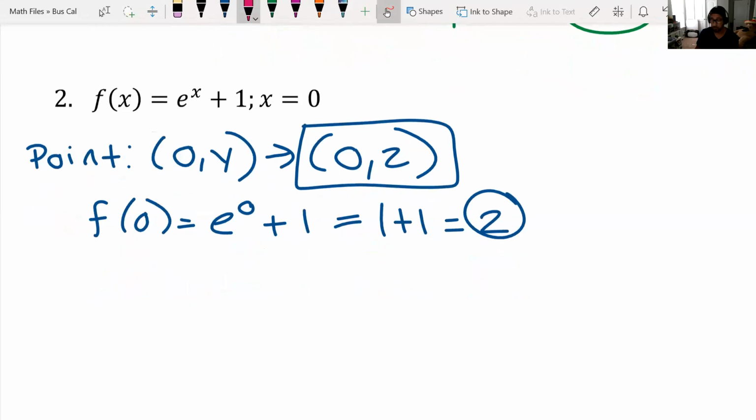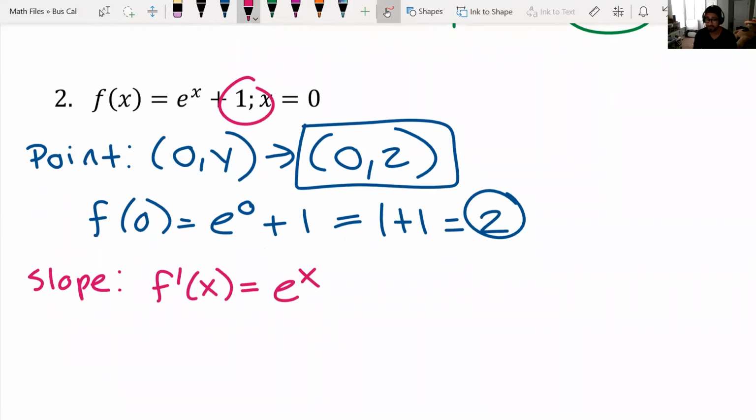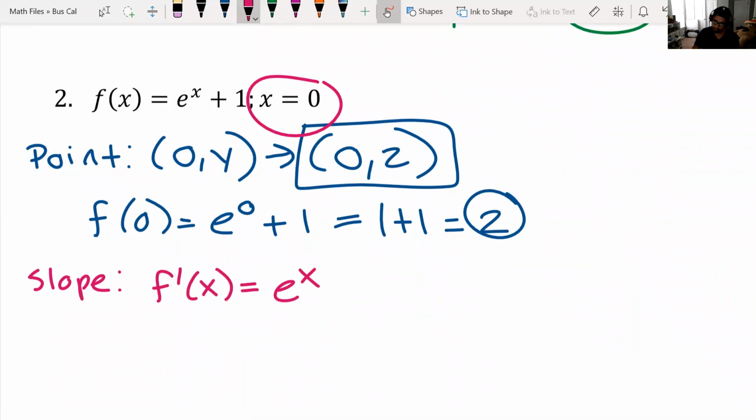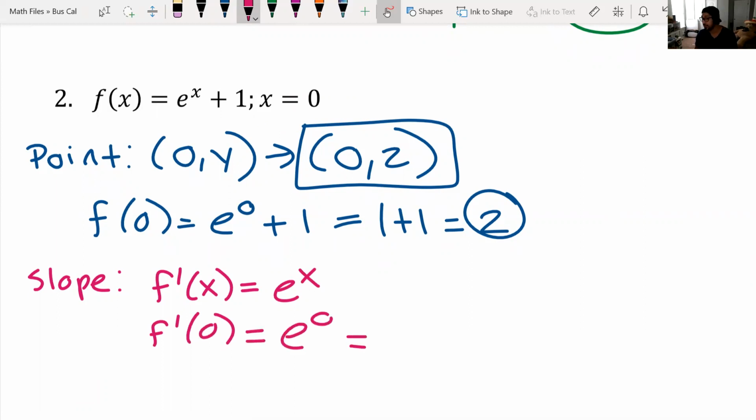All right, next is slope, which means take the derivative. F prime of x, derivative of e to the x is e to the x. Derivative of 1 is 0. Hey, there we go. So the derivative is e to the x, which means to find the slope of the tangent line, you take 0 and plug it into that x. So we get f prime of 0, which gives me e to the 0th, which is, again, anything to the 0th power, we get 1. And this is the slope of the tangent line.